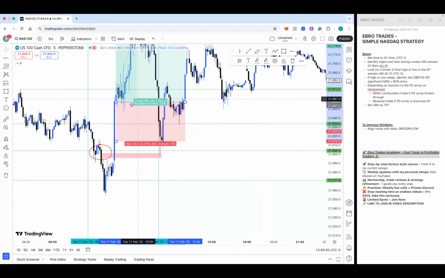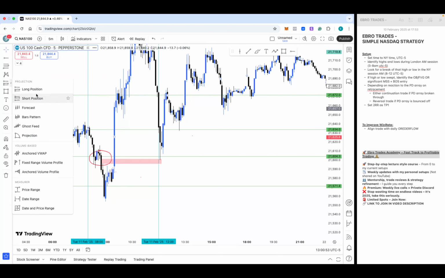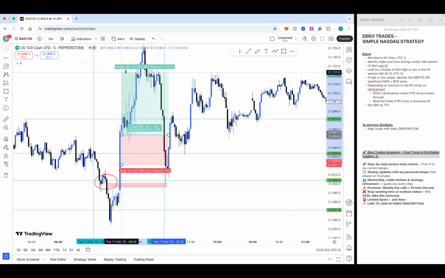So I quickly marked out my entry. My entry was for 2RR. As soon as this candle closed, I entered over here. I went long. And this was the trade I took, literally. I haven't touched the charts since I took the trade. I put my stop loss within the fair value gap, and I targeted 2RR.